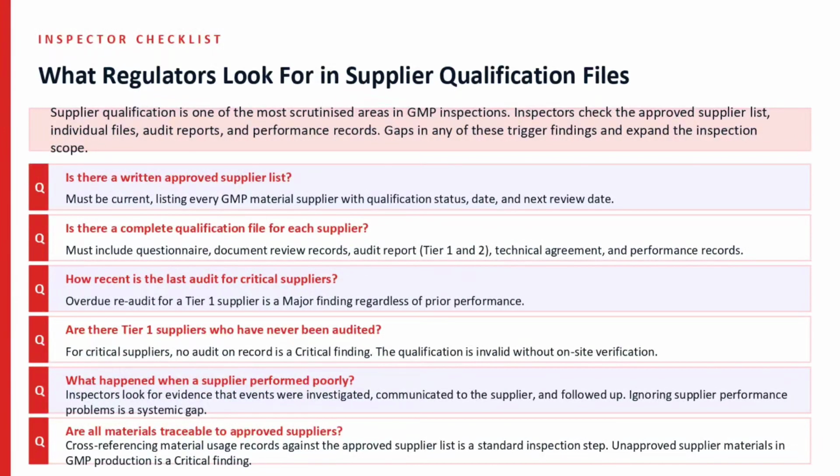The fifth question is what happened when a supplier performed poorly. Inspectors look for evidence of formal notification to the supplier, investigation, and follow-up. Ignoring supplier performance events is a systemic quality gap. And the sixth question is whether all materials used in production are traceable to approved suppliers. Inspectors will sample material usage records and trace them back to the approved supplier list. Any material from an unapproved source used in GMP production is a critical finding with potentially very serious consequences.